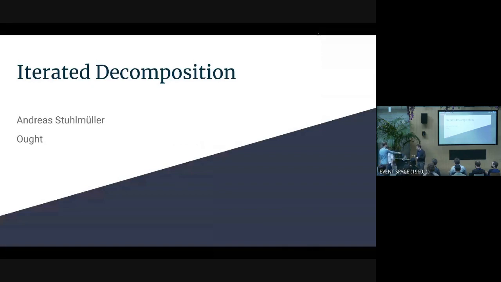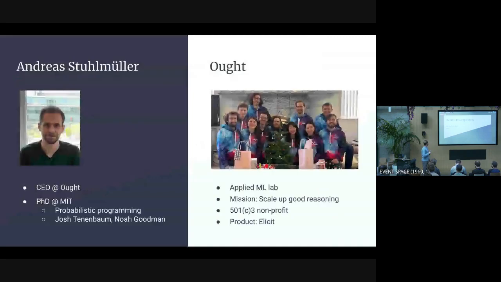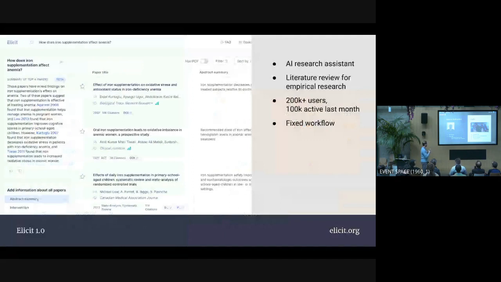Perfect. We now have Andreas, followed by Paul. Hello, I'll talk about iterated decomposition, which is a method we've been using to supervise language models. For those who don't know me, I'm Andreas. I'm CEO at Ought, which is a small applied machine learning lab. Previously, I worked with Josh Tenenbaum and Noah Goodman on probabilistic programming. At Ought, our mission is to scale up good reasoning, high quality reasoning, good epistemics. And our main product that we're working on is Elicit.